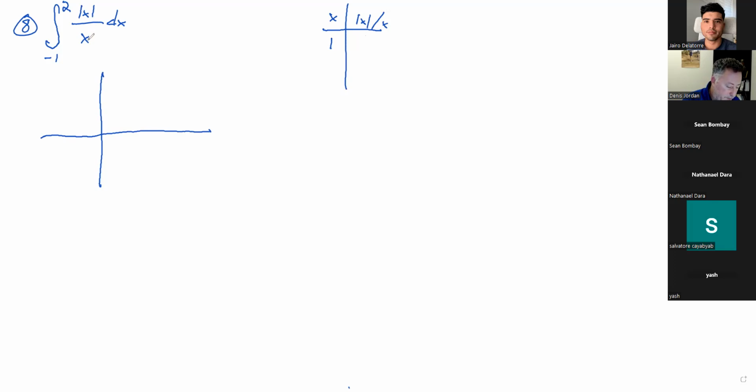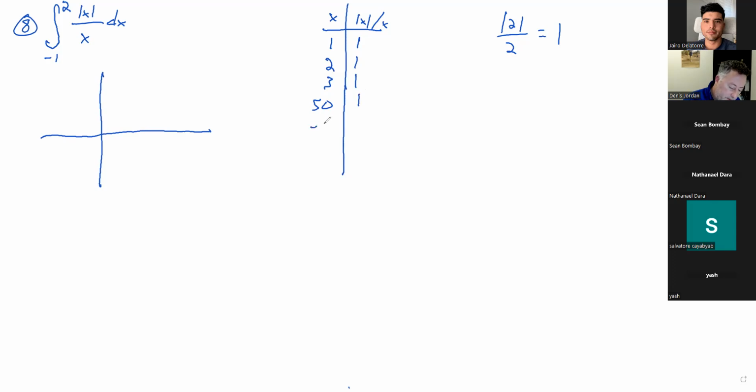If you plugged 1 into both of those x's, what do you get as a result? 1. What about if you plugged in x equals 2? That's also going to equal 1. If x is 3, 1. x is 50, 1.